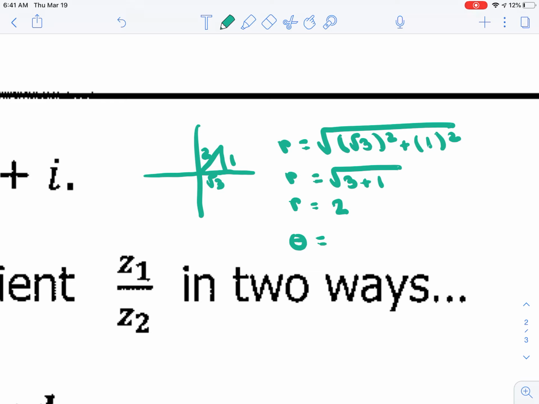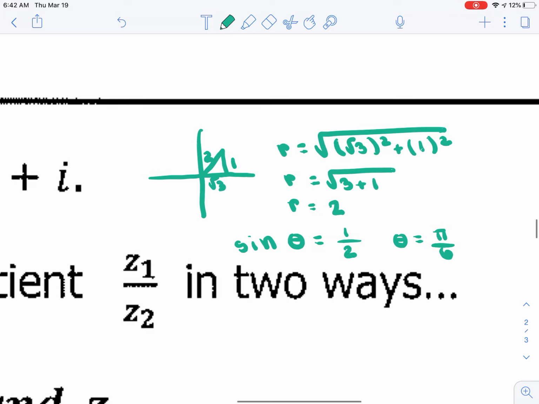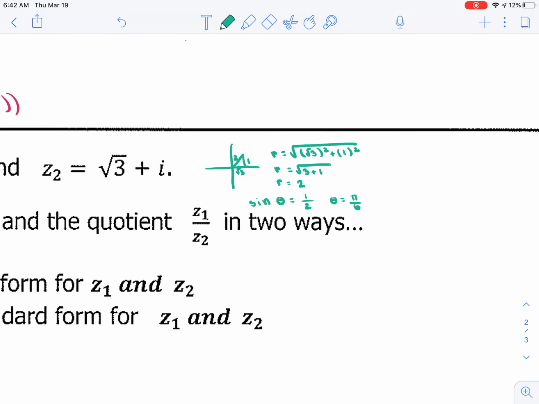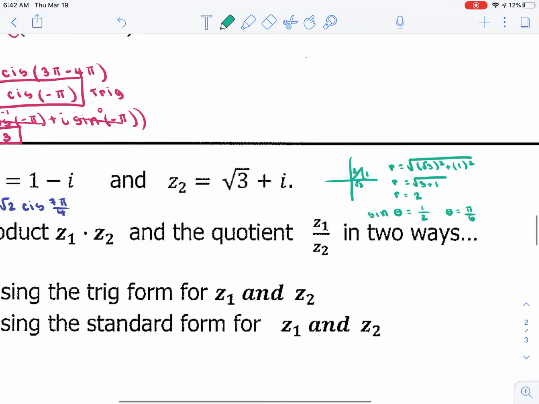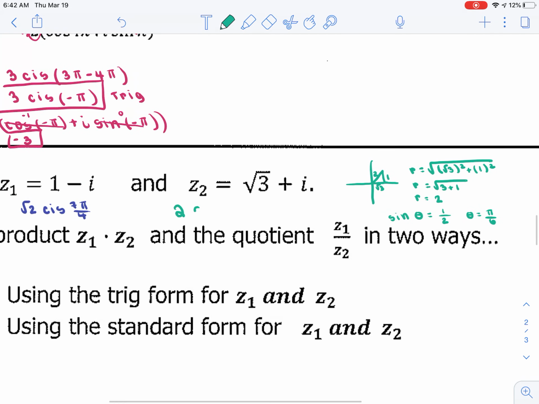I always use tangent because those are the givens, but you can also use any ratio you want. You can technically say, hey, the sine of theta, and that would be your opposite over hypotenuse. So think about where in the first quadrant do we get a y value equal to a half, and note that that would be at that angle of pi over 6. So you don't necessarily have to use tangent, but we can get this then in that trig form by saying 2 cis pi over 6.